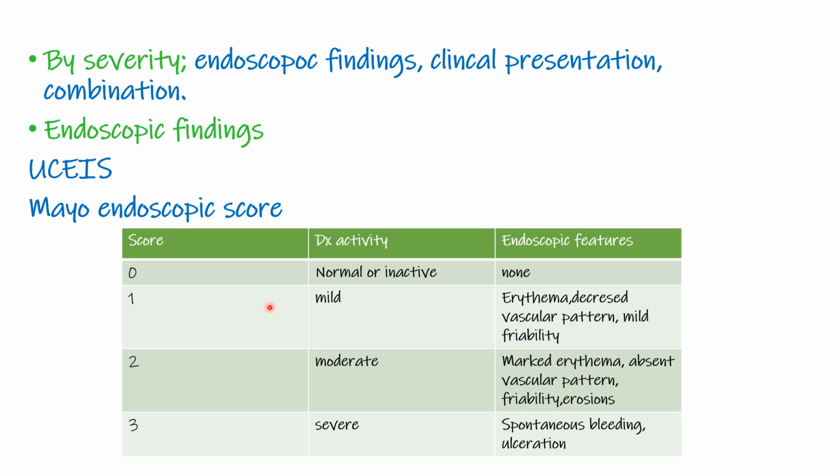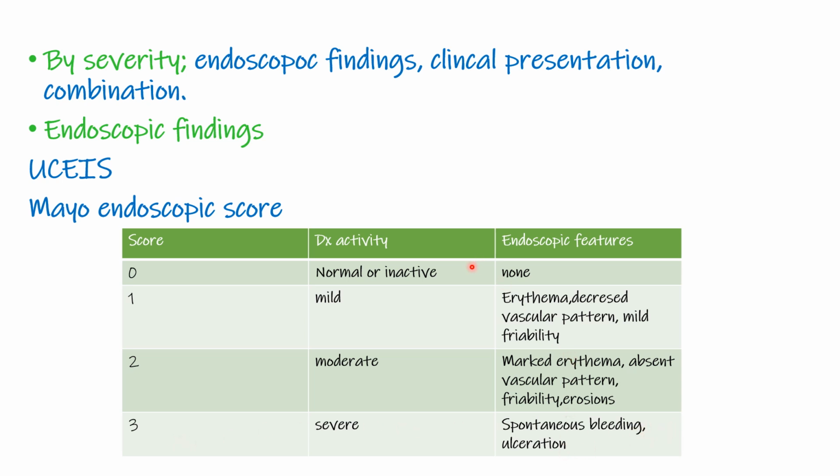In score 1, mild disease, we have just erythema, decreased vascular pattern, and mild friability. In 2, moderate disease, we see marked erythema, absent vascular pattern, friability, and erosion. In 3, severe disease, we see spontaneous bleeding and ulceration.